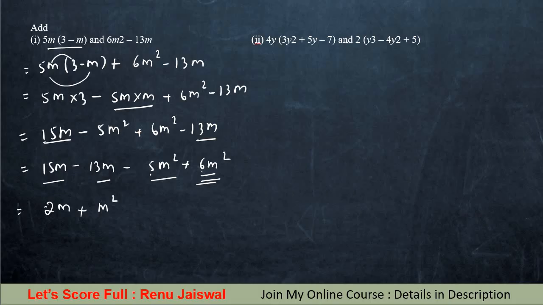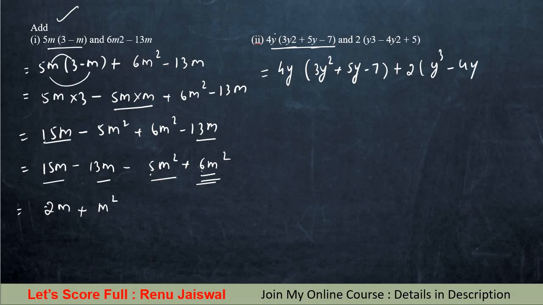Now similarly the next question, it says again add. So what do we have to do? First multiply a monomial with this. What is this, mono or tri? Yes, it is a trinomial. Same way here, and then we have to add. So we can rewrite it: 4y into 3y square plus 5y minus 7. Then because it says add, put a plus sign. Then 2y cube minus 4y square plus 5.